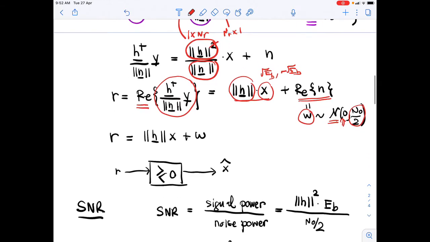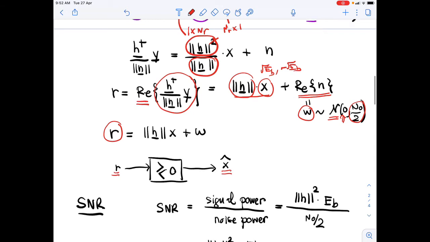So we're going to denote this with R, right? Once we get this R, we're going to do some thresholding, whether it's bigger or less than 0, and that's going to be the output. It's going to be the detected symbol, right? If it's bigger than 0, then we decode it as square root of EB. If it's less than 0, then it's minus square root of EB.